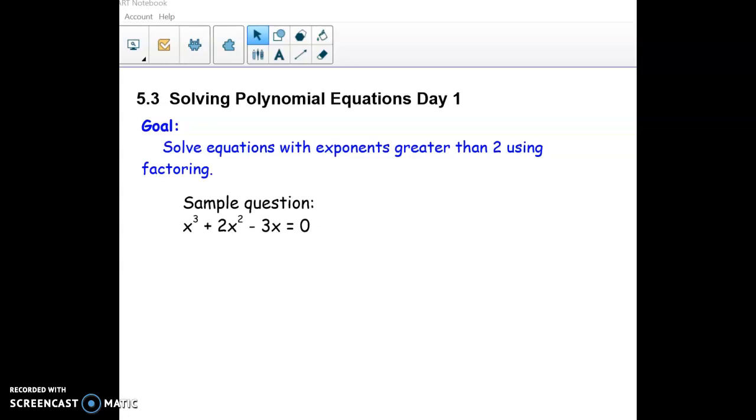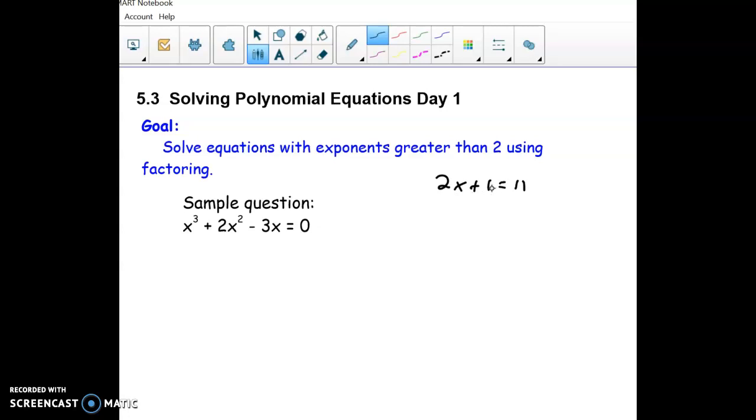Alright, this video is on 5.3, which is going to be solving polynomial equations. So remember that polynomial equations just have cubes and squares and fourth powers and stuff. We already know how to solve first power ones, like 2x plus 1 equals 11. You can just use your algebra steps and solve that. But we're going to do now exponents greater than 2.